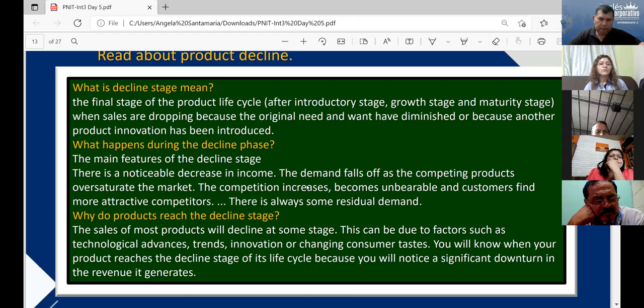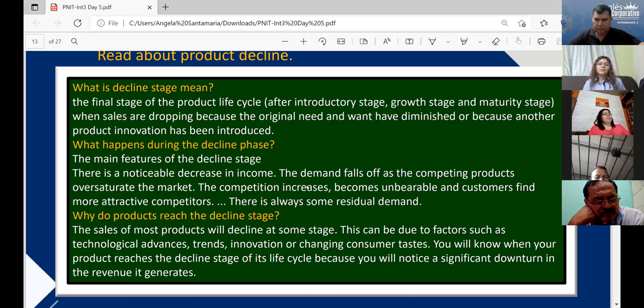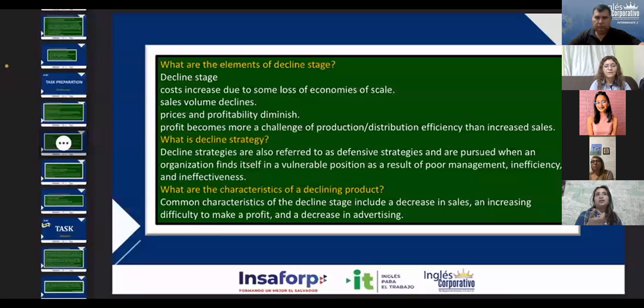You know when your product is in decline of production, distribution, and efficiency that increases sales.